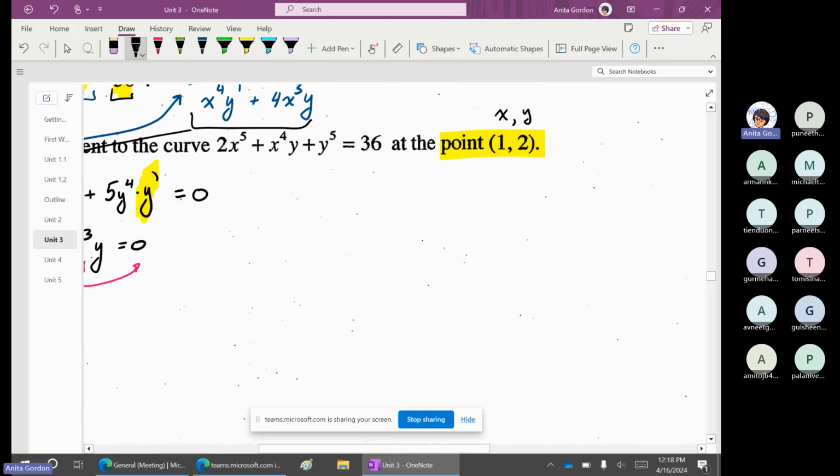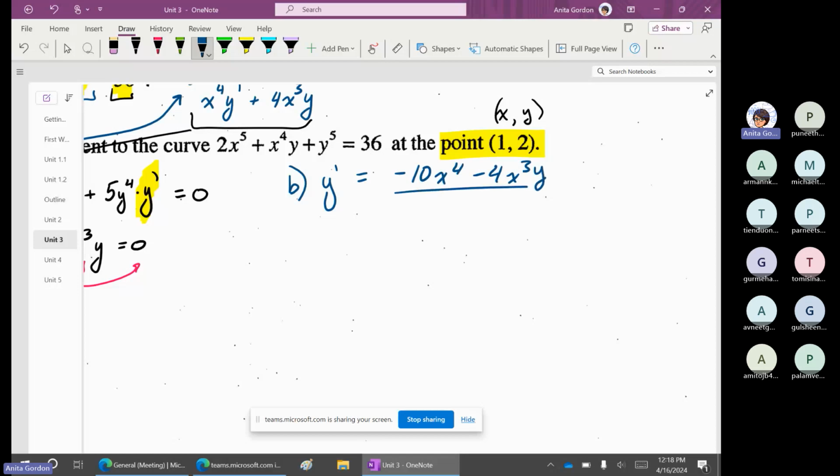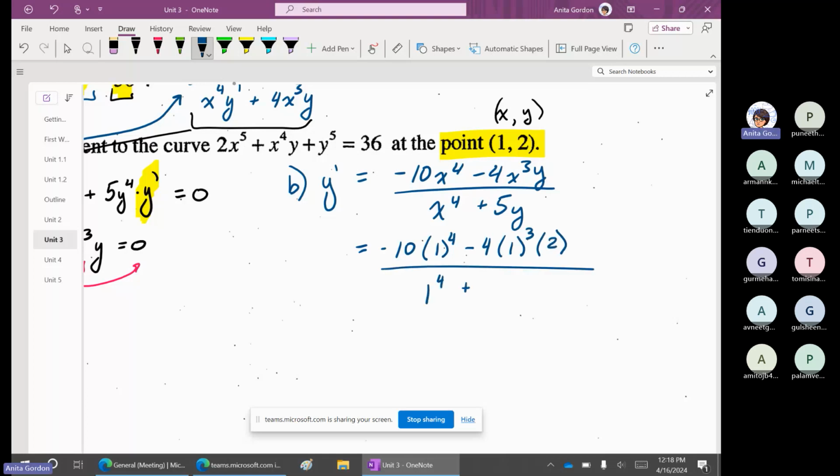So this is giving me an x and a y value. So I'm going to take my derivative. Y prime is negative 10x to the 4 minus 4x cubed y over x to the 4 plus 5y to the 4. And now I'm going to substitute the numbers I have. Negative 10 bracket 1 to the power 4 minus 4 bracket 1 to the 3 times 2, over 1 to the 4 plus 5 times 2 to the 4.